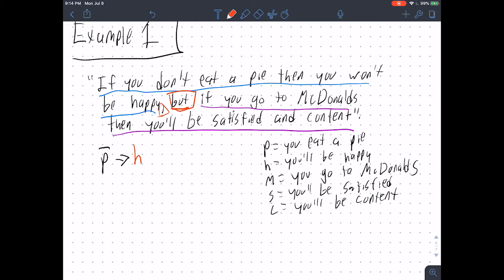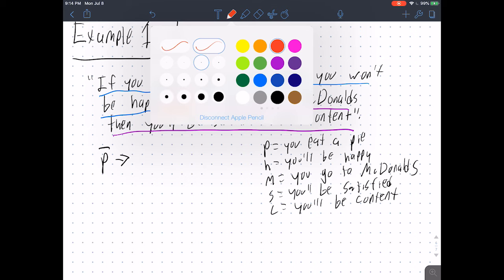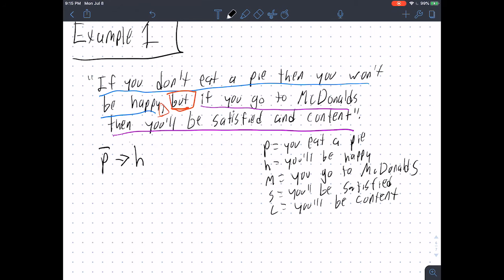So, we get if P, then not H, right? And again, we don't know the dots just yet, so I'm going to put in two kind of temporarily, right, to represent these dots will represent our conjunction, right?